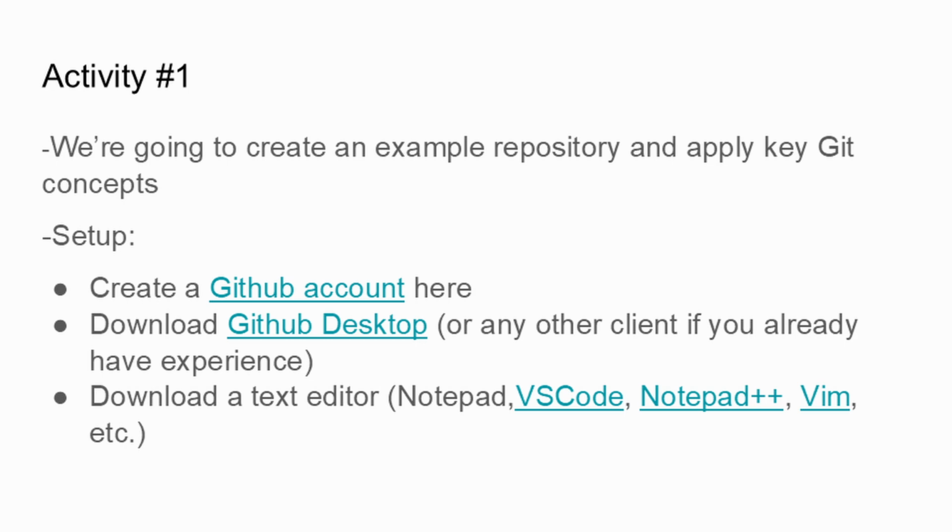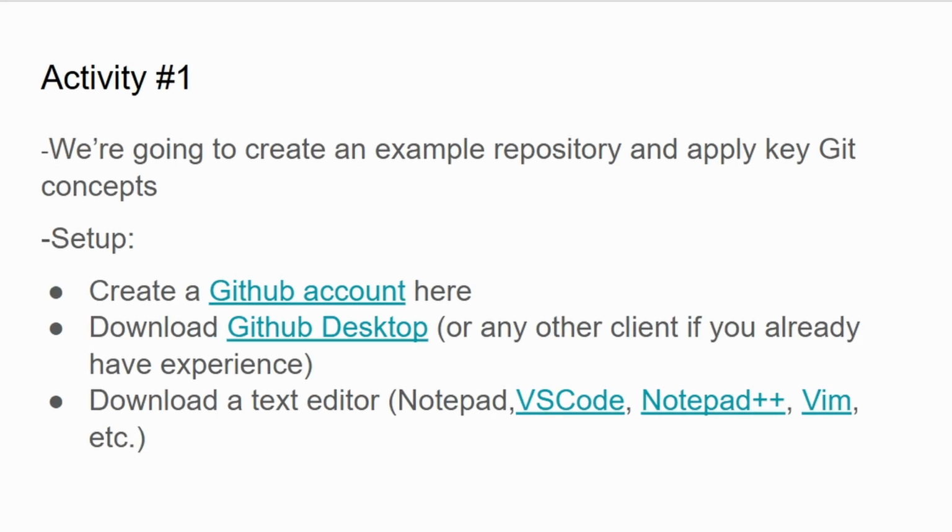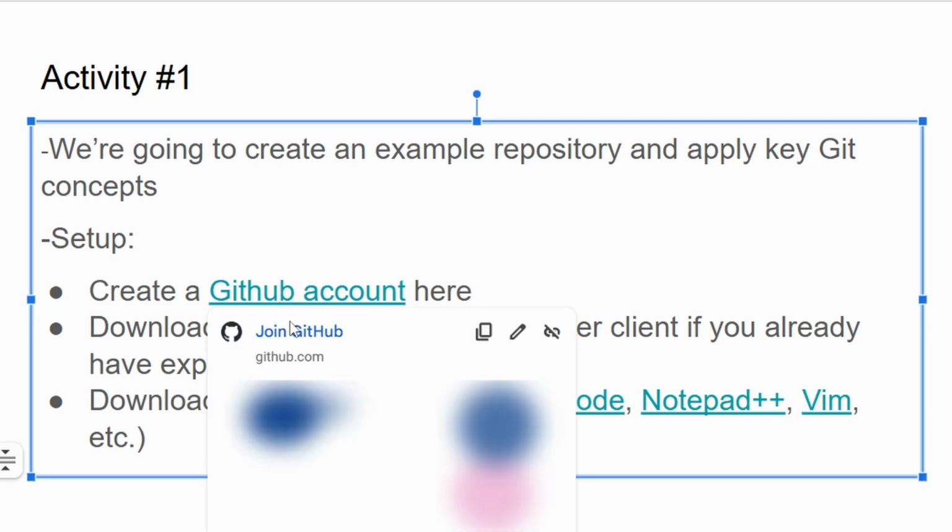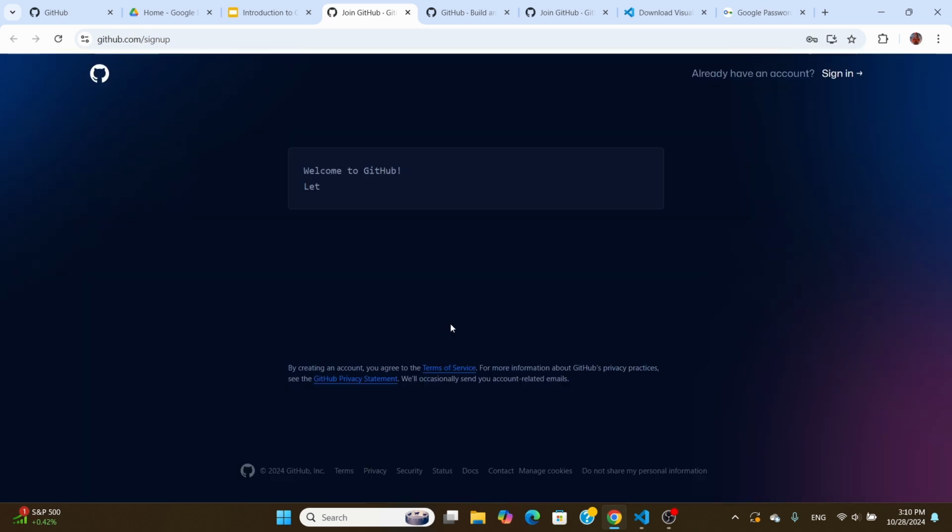So activity 1, we're going to go ahead and create a repository. But before we do that, we're going to create a GitHub account. If you don't have one, just click the hyperlink for the GitHub account, and it'll take you to the website to create one.